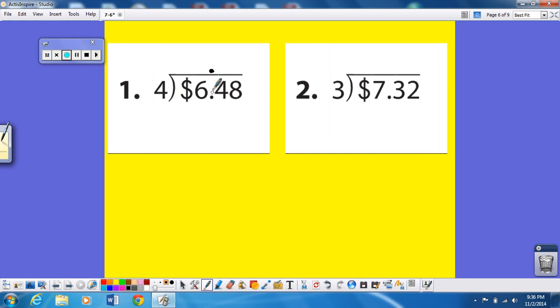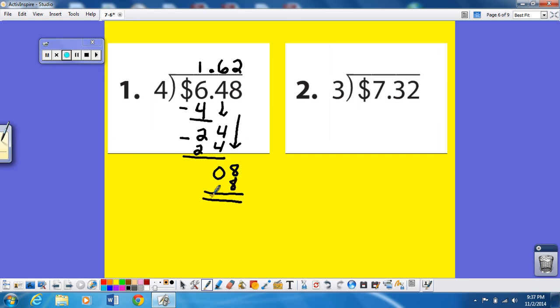And I'm going to say 4 goes into 6 one time. 1 times 4 is 4. Subtract, bring down. 4 goes into 24 6 times. 6 times 4 is 24. Subtract, bring down. And now 4 goes into 8 2 times. 2 times 4 is 8. And I ended up where it terminated, which means it stopped. There was nothing else to divide. It came out evenly. So $6.48 divided by 4 would be $1.62.